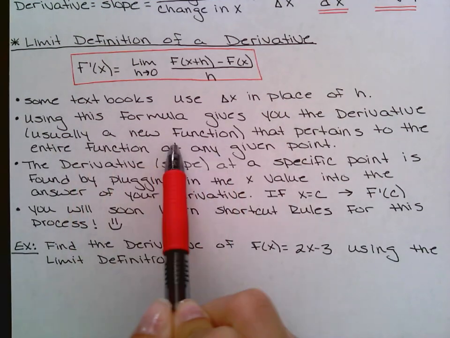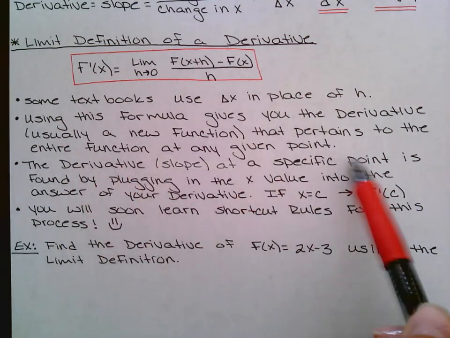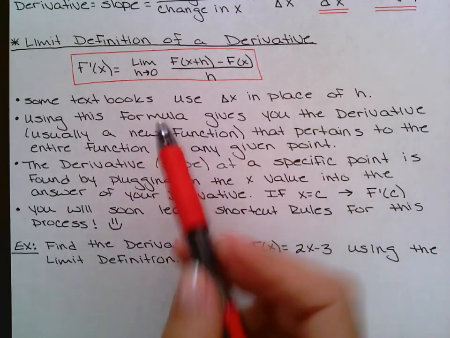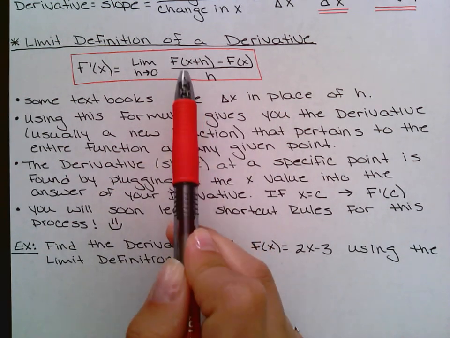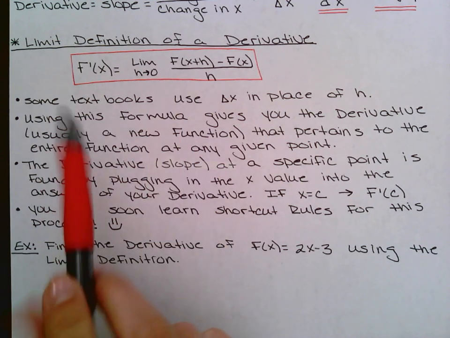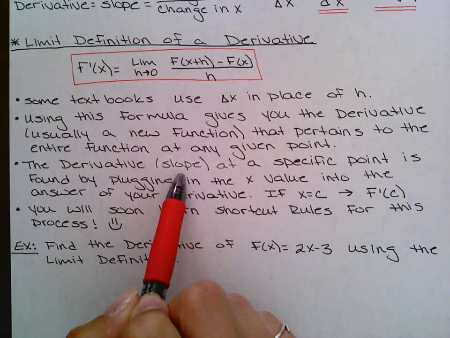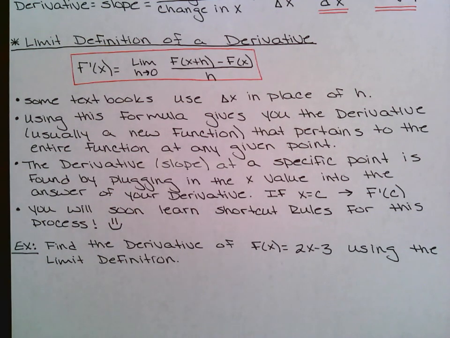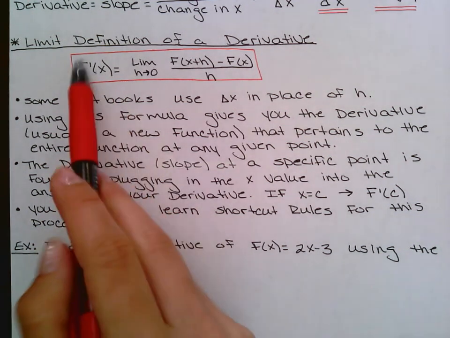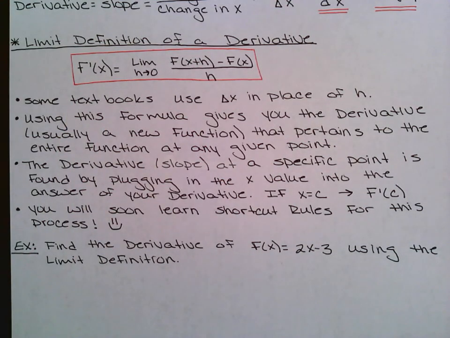Usually it's going to be a new function. Most of the time it is. And that new function pertains to the entire function at any given point. So again, when you do this work, you'll get a new function as your answer. Plugging x's into that new function will tell you the actual specific slope at any given point within the function. Okay, so you can solve for this and then plug an x in, and now it'll give you the slope at that point instead of the location at that point.